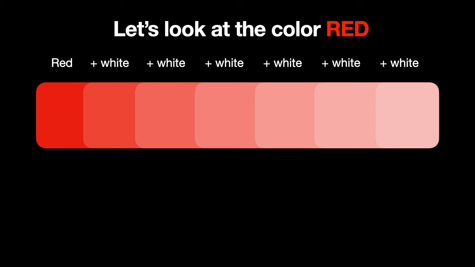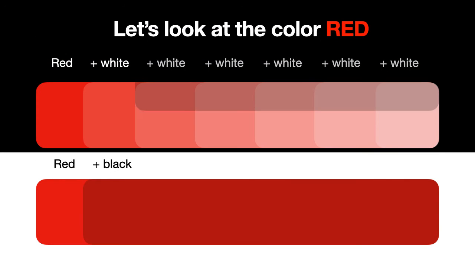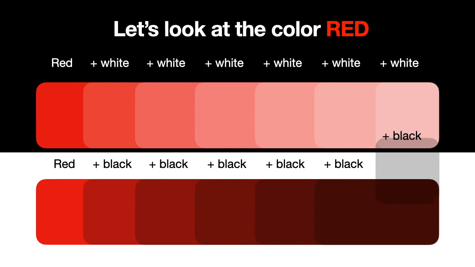But this also works when you add black to a color. So if we take red again and this time slowly add a little bit of black over and over again, you'll notice that the color red is slowly getting darker. This also shows value. When you add black to a color, you're creating a shade.